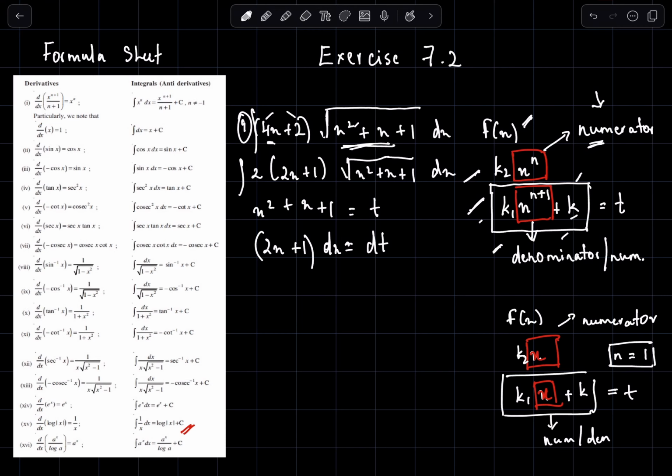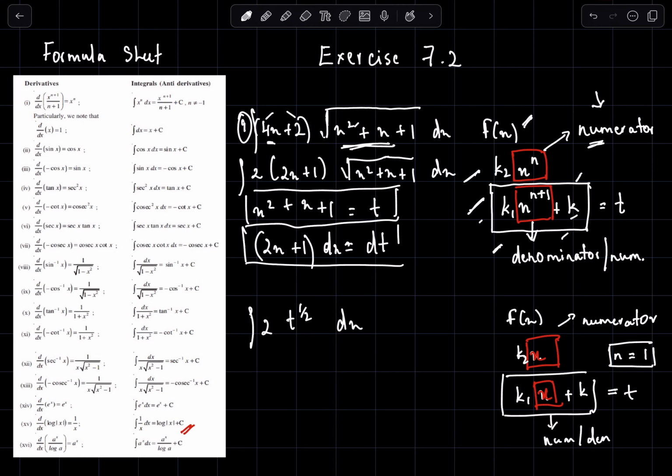Okay. So let's do the substitution. We got it. I hope you're getting a hang of this. So let's do this. Integral of 2 times 2x plus 1 dx, and square root of t, so t raised to the power half dx. You understood why, right? Because 2x plus 1 times dx is equal to dt, and this is equal to t, so square root of t.